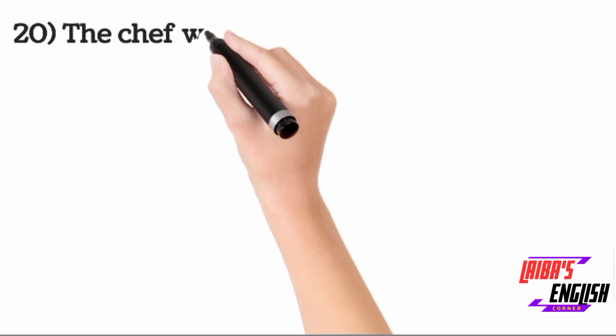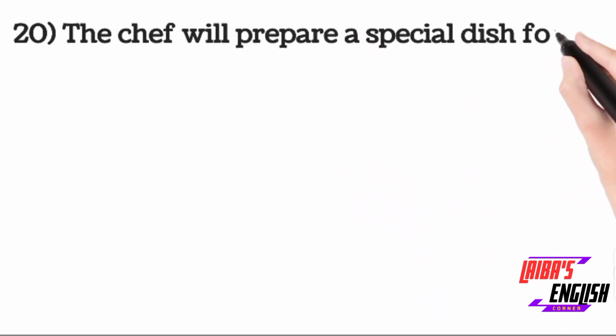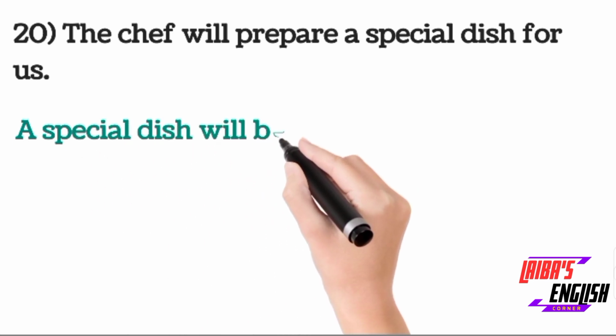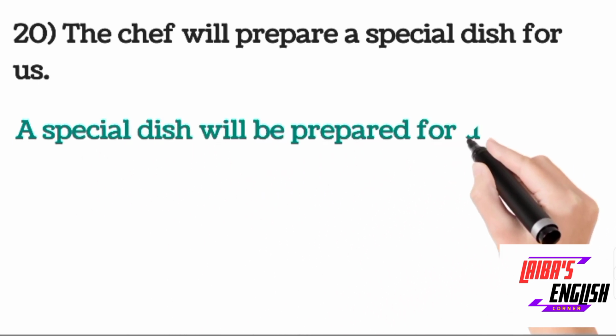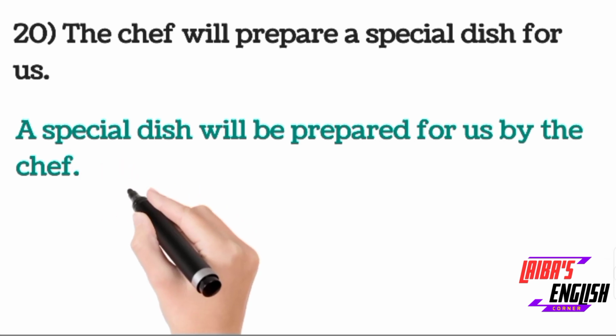20th and the last example is, the chef will prepare a special dish for us. So in this sentence, will is used, will will change into will be. So a special dish will be used in the place of subject. So a special dish will be prepared, third form, for us by the chef. So we are done with active and passive. I hope that your concept of active and passive will be clear.